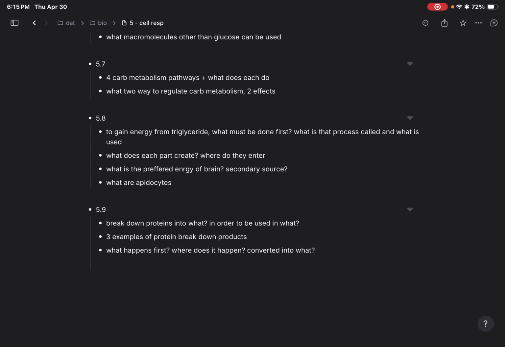What is the preferred energy source of the brain? Well, you want to use glucose. It's readily available and easy to break down. Secondary source, lipids. With fatty acids, with lipids, it's harder to break down, but you get more energy.